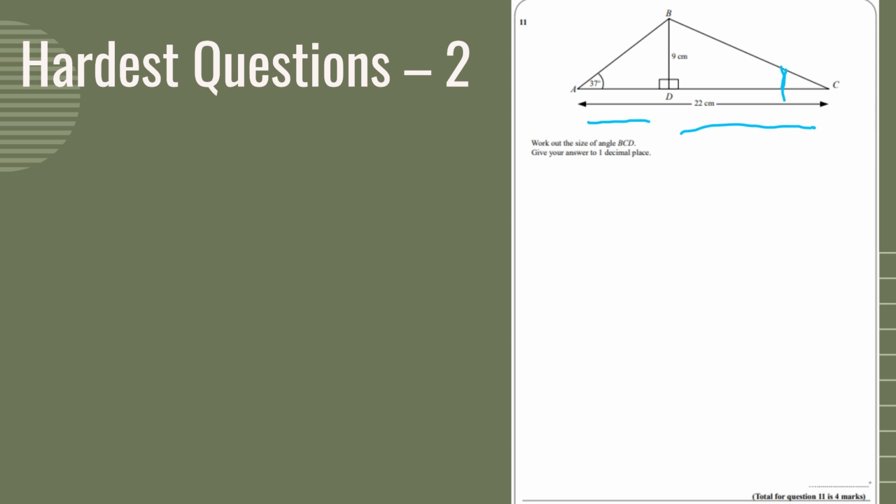So we can do 22 minus this section. So if we label this section y, we can then use SOHCAHTOA to find out. So obviously y is our A and 9 is our O. Now if we use tan, because we have O and A, we know tan 37 equals 9 divided by y, meaning y equals 9 divided by tan 37. Getting us y to equal 11.934, carrying on.